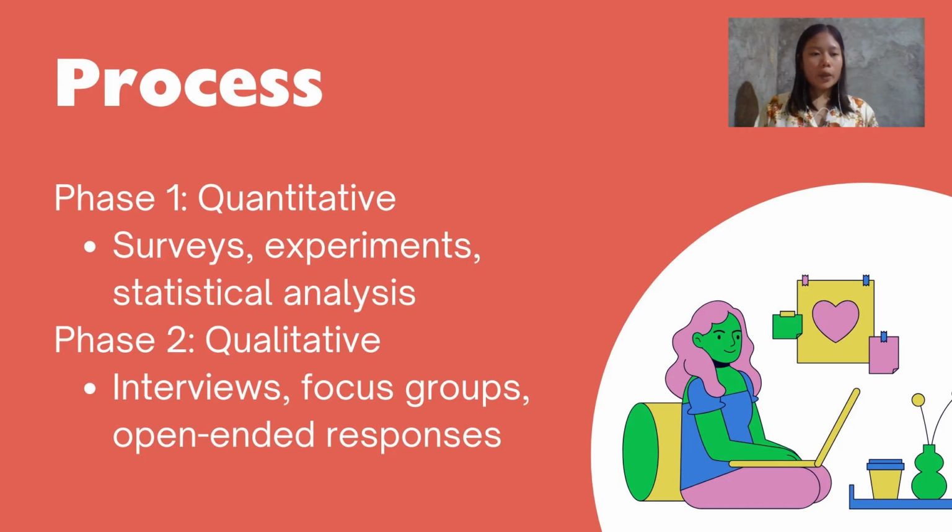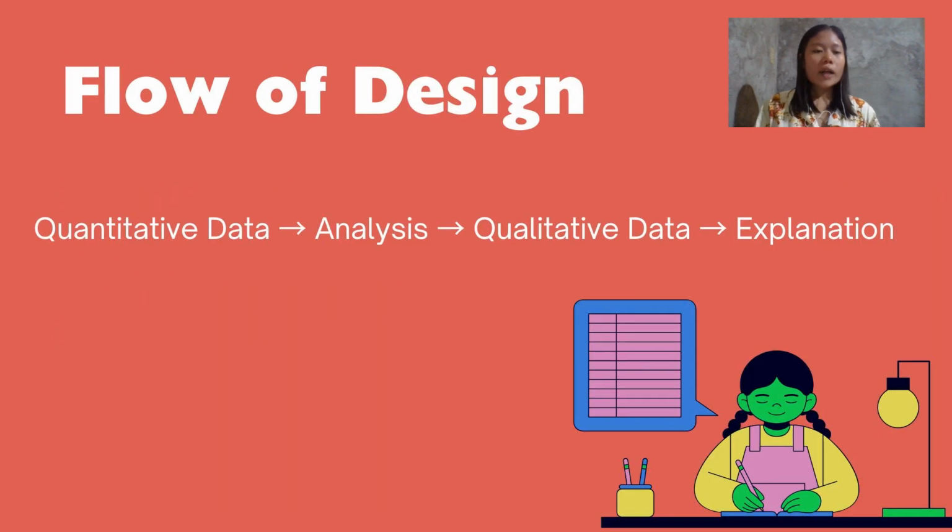So next, we have the process. It is the step-by-step explanation of how explanatory sequential mixed methods works or how it is used. The explanatory sequential design follows a clear and structured process. First is the quantitative phase. In this stage, the researcher collects numerical data using tools such as surveys, questionnaires, or experiments. After collecting the data, it is analyzed using statistical methods to identify patterns, relationships, or trends.